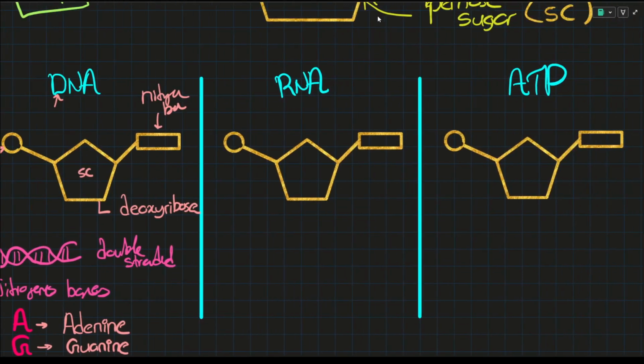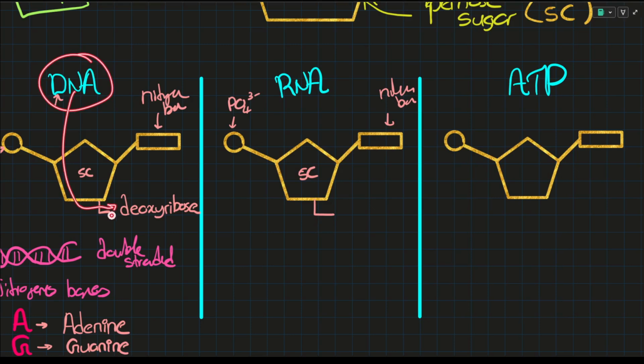Moving onwards to RNA, same thing. It also has the nitrogenous base, the phosphate group, PO4 3 minus, nothing's different there. Still a 5 carbon pentose sugar. This is where the two structures differ. This is known as deoxyribonucleic acid because deoxyribose is being utilized as the pentose sugar, but when it comes to RNA, it's not deoxyribose, it's ribose.